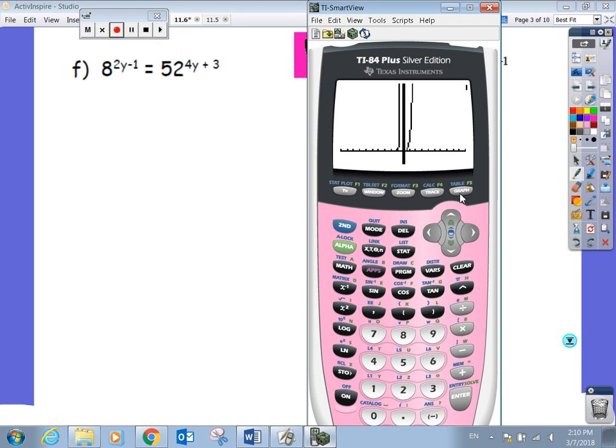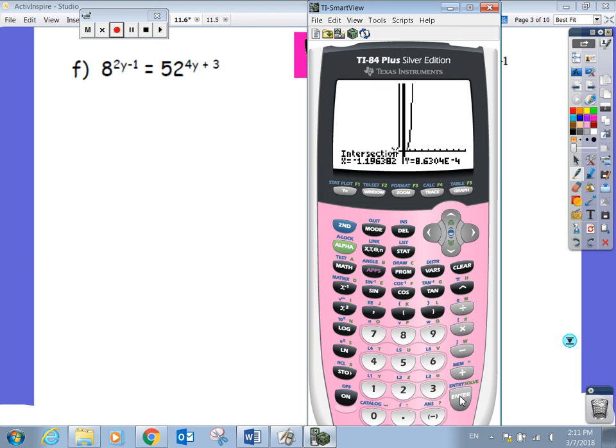So once they both graph, don't get anxious. Let that little thing stop moving up there. If you have the other calculator, it's a little circular thing. Second trace 5, enter, enter, enter. And you get your answer.